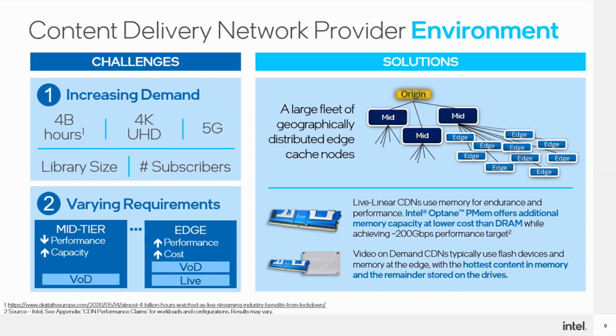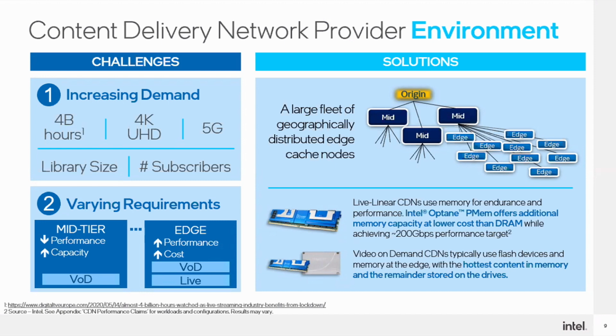Live linear CDNs typically use memory for endurance and performance reasons to cache video content for a relatively short period of time prior to delivering it to the end customer. And so today we're going to talk about using Optane persistent memory to increase memory capacity at a lower cost than DRAM while still achieving an approximately 200 gigabit per second performance level.